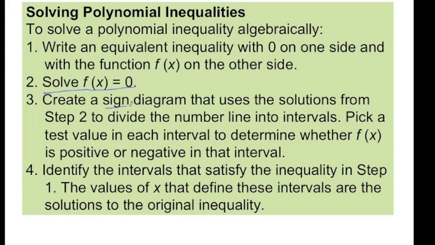Now you create a sign diagram that uses the solutions from step 2 to divide the number line into intervals. You pick a test value in each interval to determine whether f of x is positive or negative in that interval. Then you identify the intervals that satisfy the inequality in step 1. The values of x that define these intervals are the solutions to the original inequality.